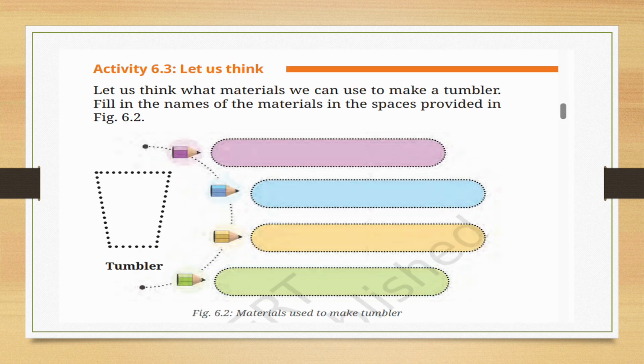Activity 6.3. Let us think. Let us think what materials we can use to make a tumbler. Fill in the names of the materials in the space provided in figure 6.2. So, a tumbler is given. We have to write the materials used to make that tumbler. So, we can make a tumbler using either stainless steel, plastic, glass, ceramic, etc.